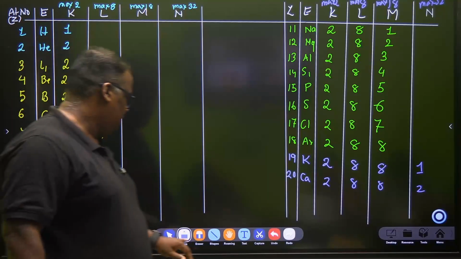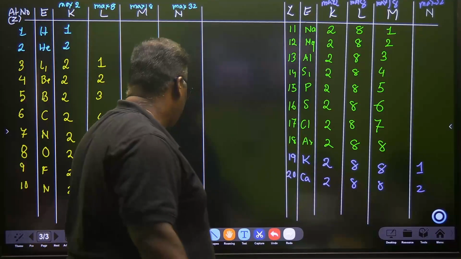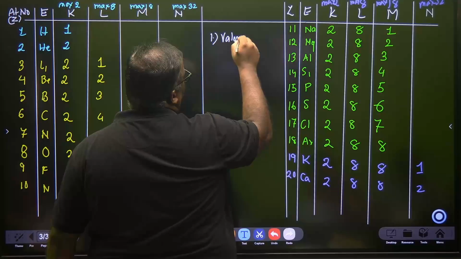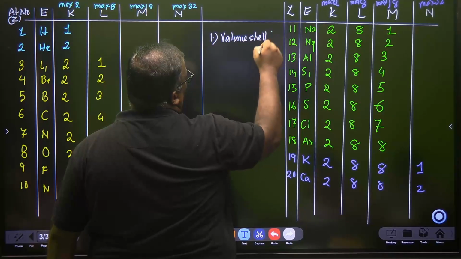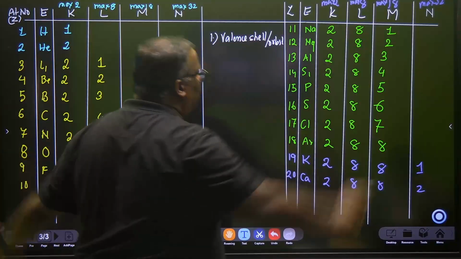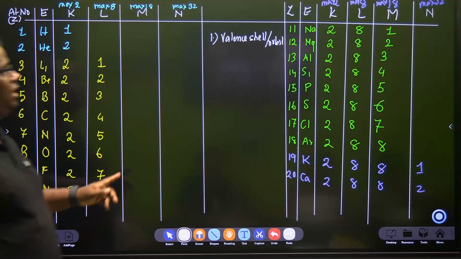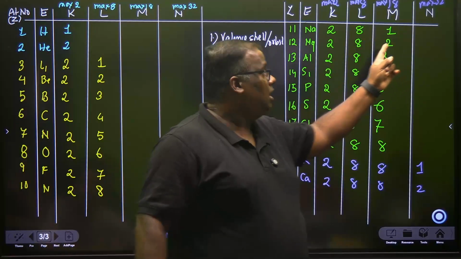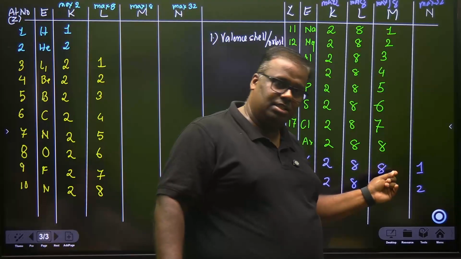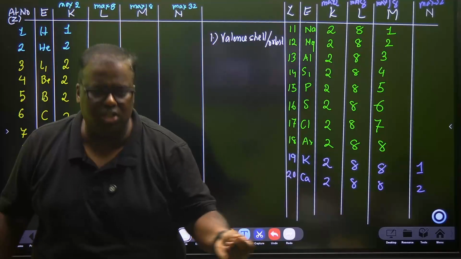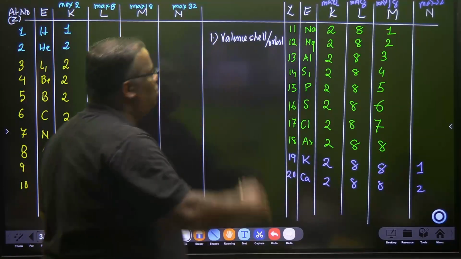Now you will see a lot of interesting happenings out here. I will not change the screen. I'm writing some general things out here: valence shell or valence orbit. Children, from the board, can you identify the valence orbit for each element? For hydrogen, it is K. For helium, it is K. Lithium, it is L. It is L up to neon. And then the valence orbit becomes M. From sodium up to argon, it is M. And then the valence orbit becomes N. It starts from, for us, potassium and calcium. Okay? Fine. You now know valence shell.